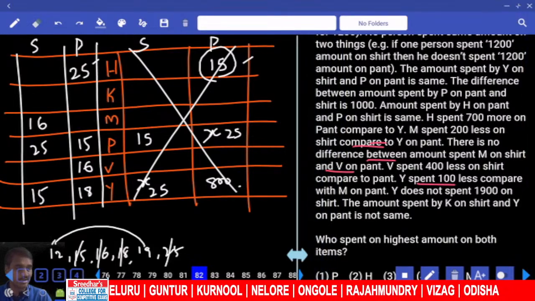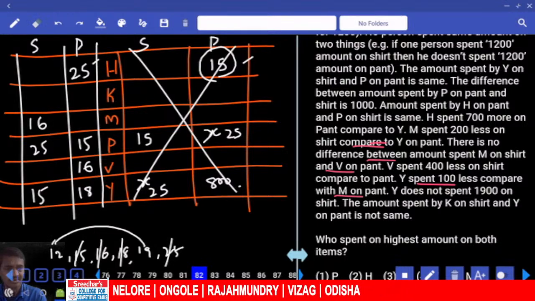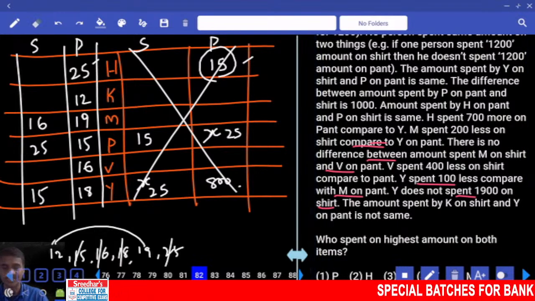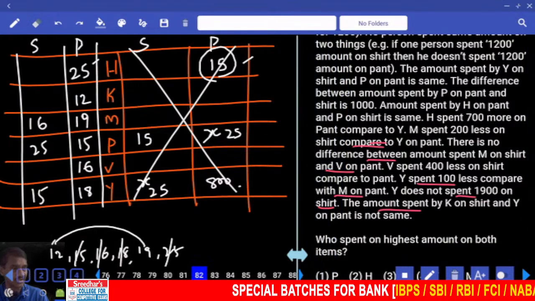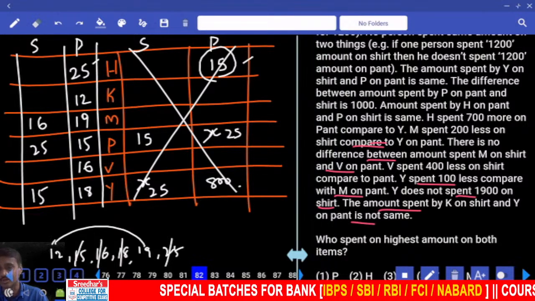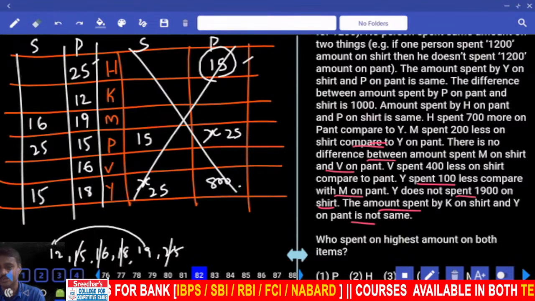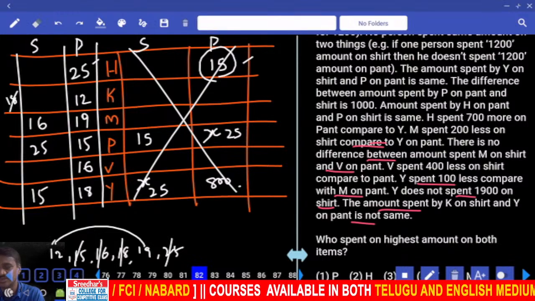Y spent 100 less compared with M on pen. And this must be how much? 19. If it is 19, this must be 12. And Y does not spend 19 on shirt. Y 19 shirt is ruled out. Then the amount spent by K on shirt and Y on pant is not the same. Y on pant is 18. K on shirt cannot be 18. Now 18 cannot be here. As 18 cannot be here, where should this 18 be?